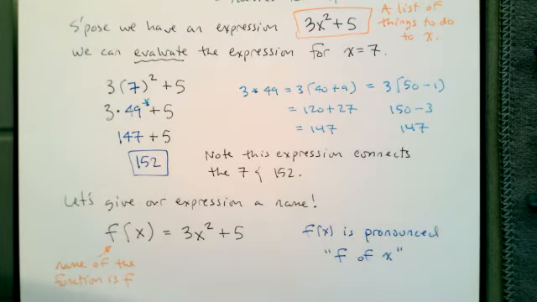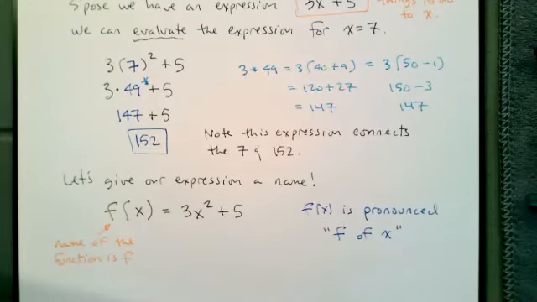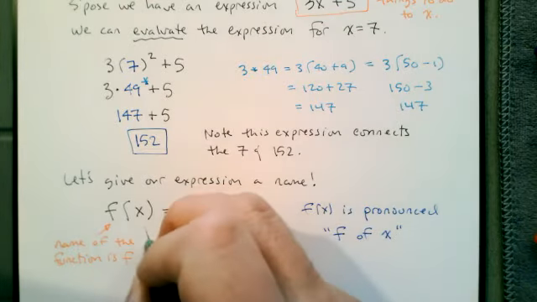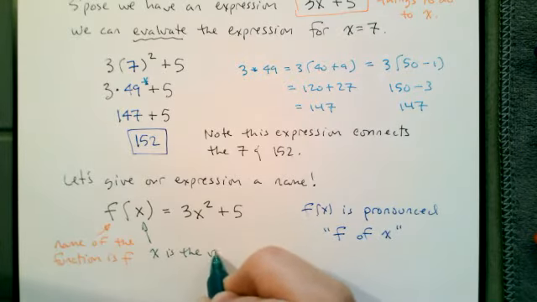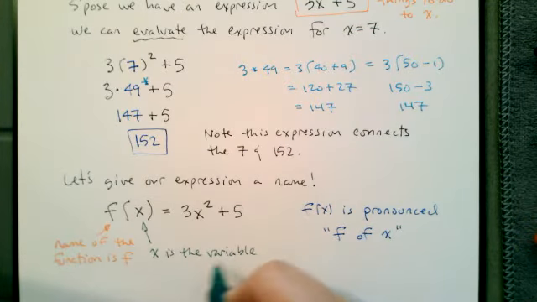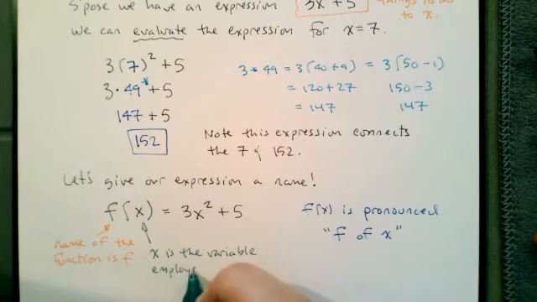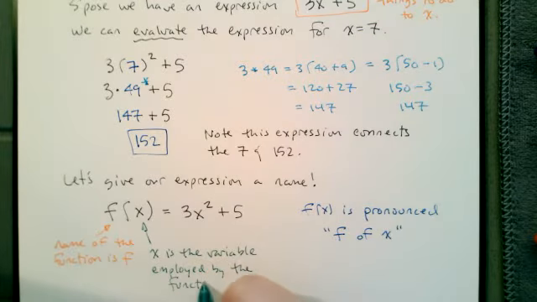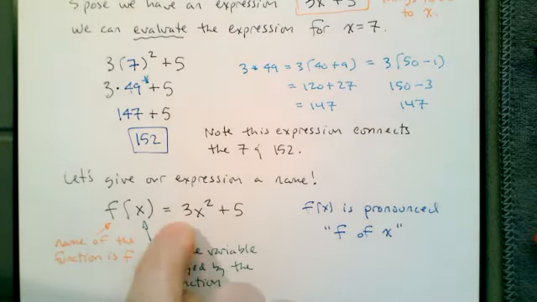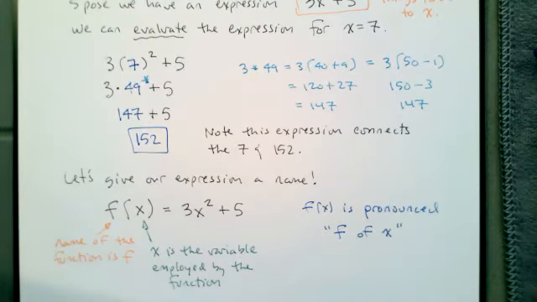The name of the function is f. The of x part says the variable that the function uses. X is the variable the function employs. And then we just have an expression. That's what the function is asking us to do. 3x plus 5 is what we do to the x.